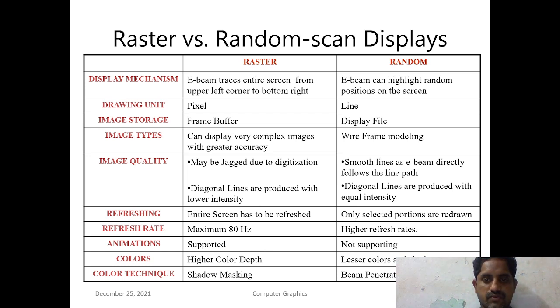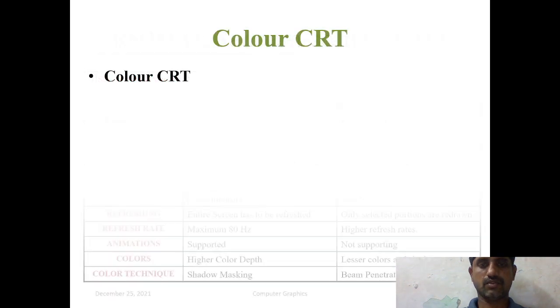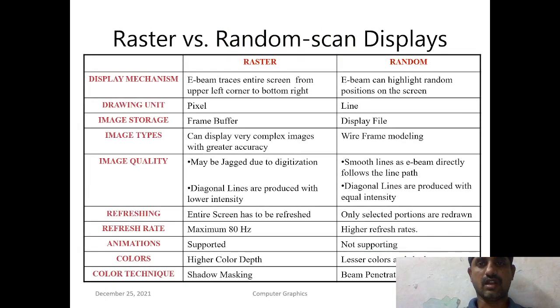Refreshing: in raster, the entire screen has to be refreshed, while in random only selected portions are redrawn. Refresh rate is 80 Hz in random, while raster has a high refresh rate. Animations are supported by raster scan systems and displays, and random displays cannot support animations. In color, raster scan displays have high color depth, and there is no high color from random systems. The color technique is shadow masking in raster and beam penetration in random. So these are all the differences between raster and random scan systems.